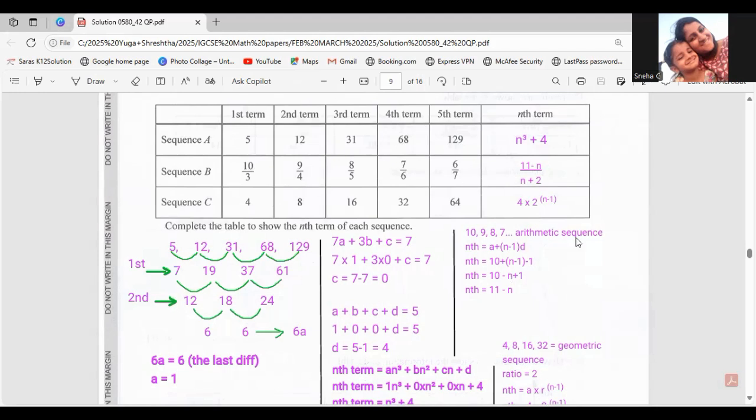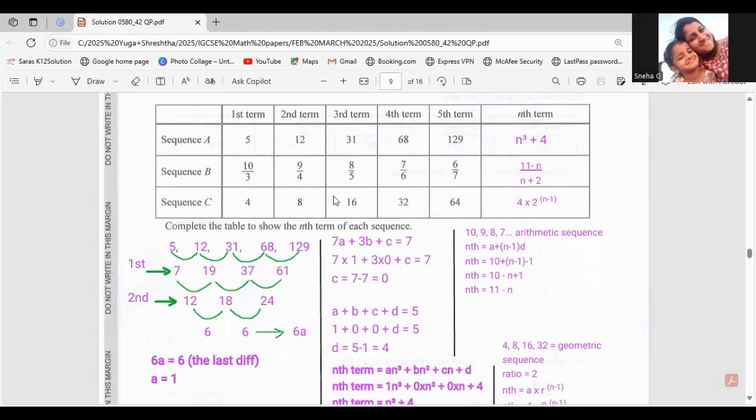The arithmetic sequence's nth term formula is a plus (n minus 1) multiplied by d, where a is the first term of the sequence and d is the common difference. On substituting the values for the numerator, we get 11 minus n. And for the denominator, since it is 3, 4, 5, 6, it is n plus 2. I did that with mental maths. And the answer for my second sequence's nth term is (11 minus n) divided by (n plus 2).